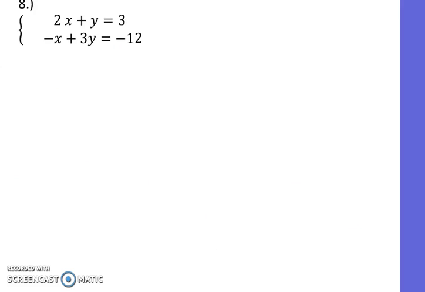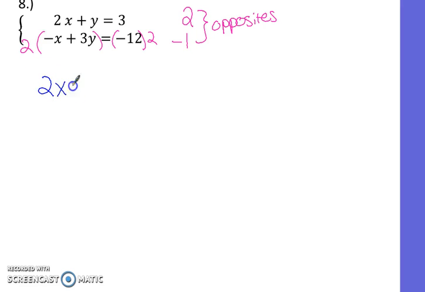Number 8 is a little bit different, because I don't have any number that's the same. I have 2 and negative 1, I have 1 and 3, so I can't just multiply by negative 1. So I thought to myself, if I look at my x's, I have positive 2 and negative 1 as coefficients. They're already opposites. So now, why don't I just multiply the second equation by 2? And my first equation stayed the same. 2x plus y equals 3.